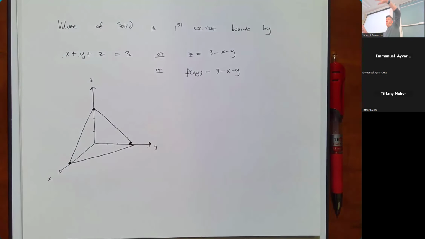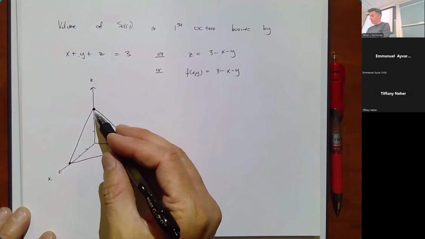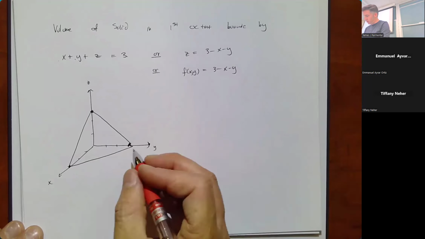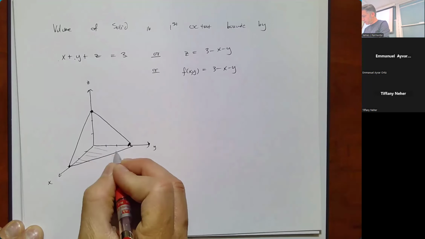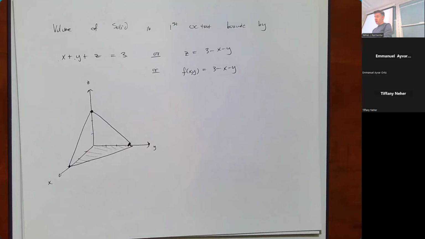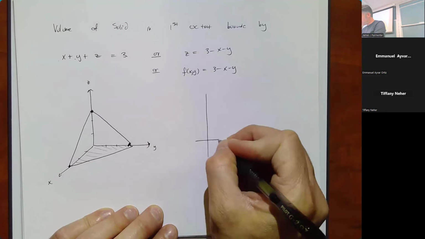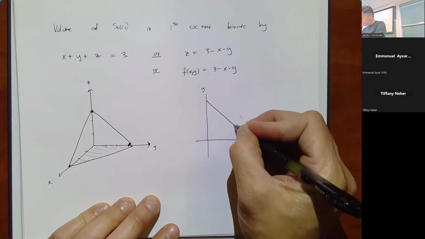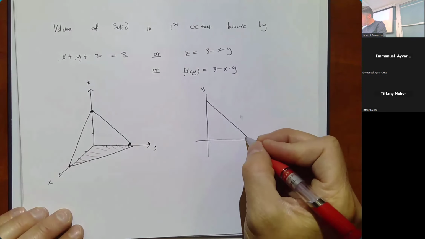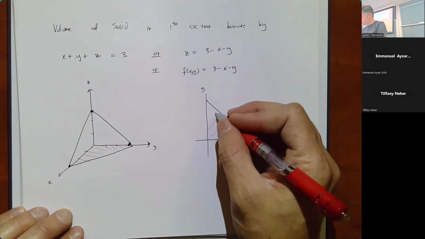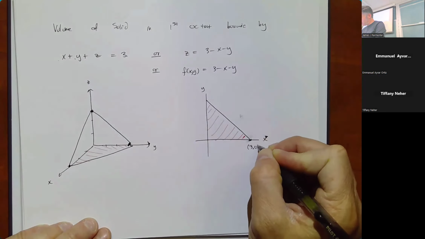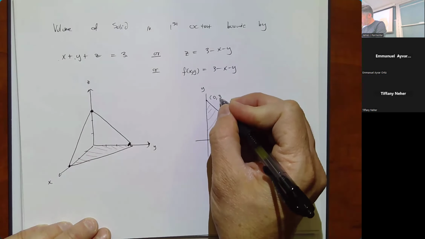There's a whole plane that I'm not drawing that encompasses this triangle. And then we're trying to find the volume of this tetrahedron. So this region down here, that region in the xy plane, is the region of integration. Here's the same region drawn in 2 dimensions, where that point is the point 3, 0 and that point is the point 0, 3.